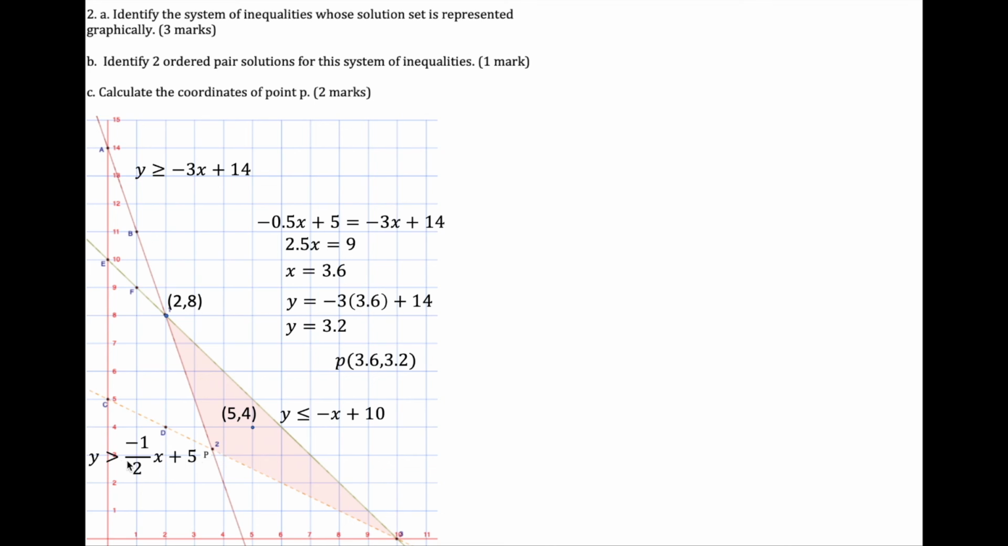Now let's see if that makes sense. The x value here is a little bit more than 3.5, so 3.6 makes sense. Then going up 1, 2, 3, and a little bit, 3.2. Hey, that does make sense. So that's our point. We have calculated the coordinates of point P.